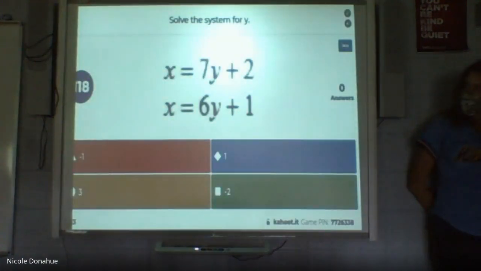Solve for y, same idea. You're substituting first, and then you're gonna find the y value only. You don't have to worry about x.